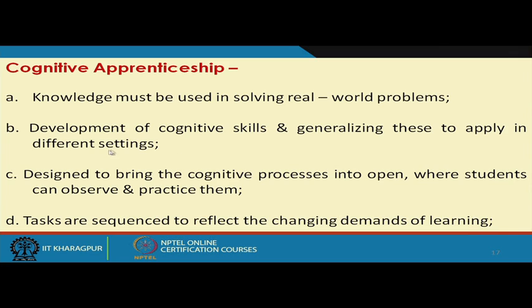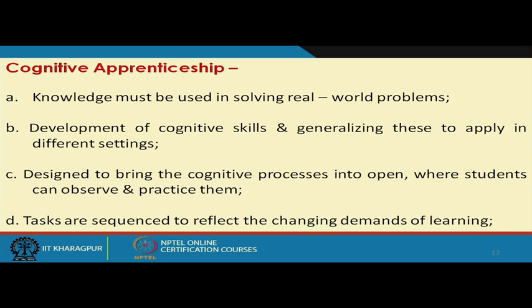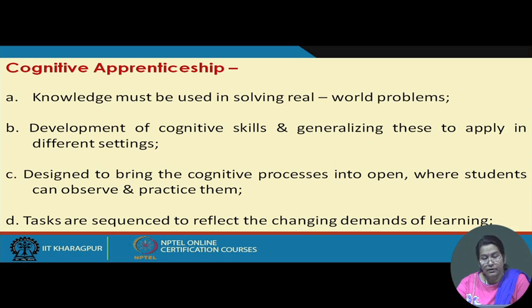The next innovative approach is called cognitive apprenticeship. This is another innovative approach towards teaching, learning, behavior or cognition. Cognitive apprenticeship advocates that knowledge must be used in solving real world problems. The basic philosophy is that whatever knowledge we acquire is not just theoretical knowledge, not just abstract, bookish knowledge. Whatever knowledge we gain should be used for solving real world problems.